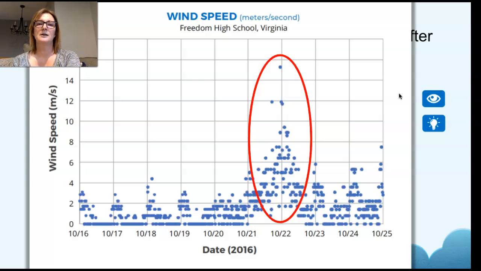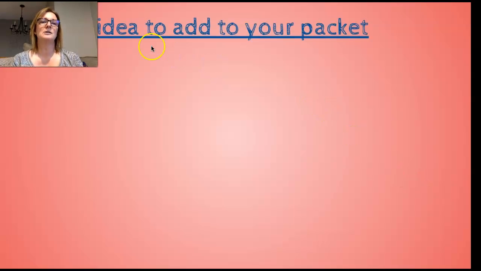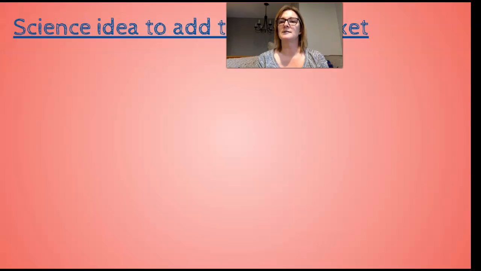Okay, and then finally is our wind speed graph. So over the same time period, it looks like there was also a rising and falling pattern, but clearly there was a very large spike in the wind speeds centering on October 22nd, right when the front passed. So we have our before the storm, during the storm, and after the storm. Okay, so make sure you have your table filled in, and then you'll be ready to add this information to your packet for the science ideas.